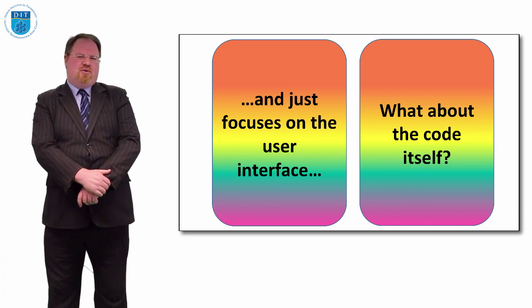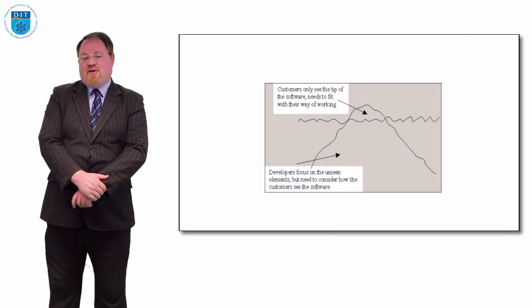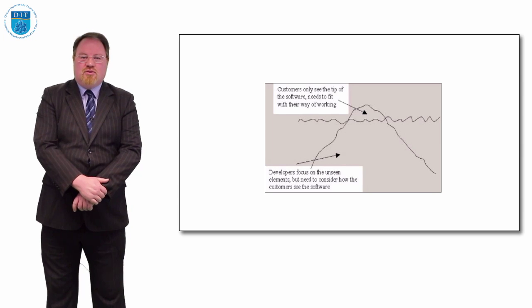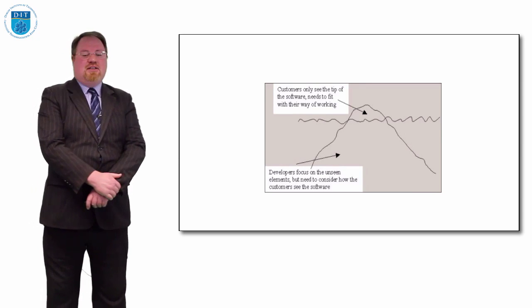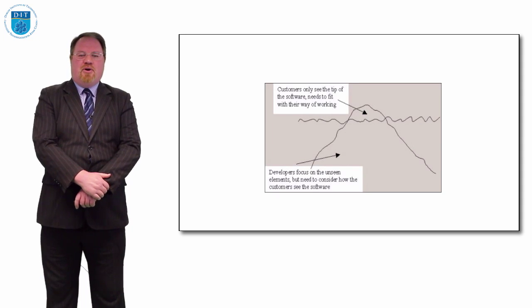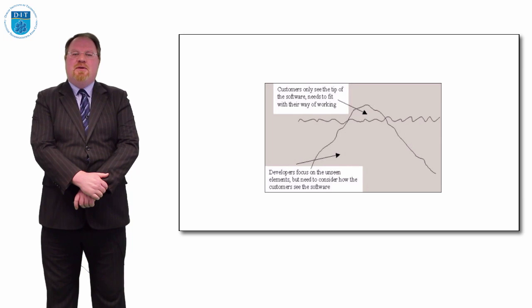But I want to think about the code itself as well, because as we know, the interface is 10% of the code, and the code we develop is 90% of it. So let's think about our sorting code for a minute, our merge sort or our bubble sort or any of the sorts we did.